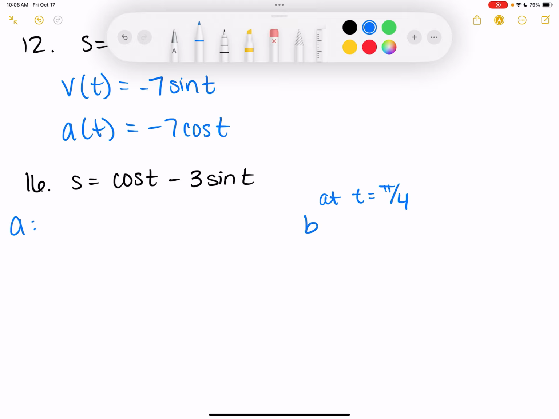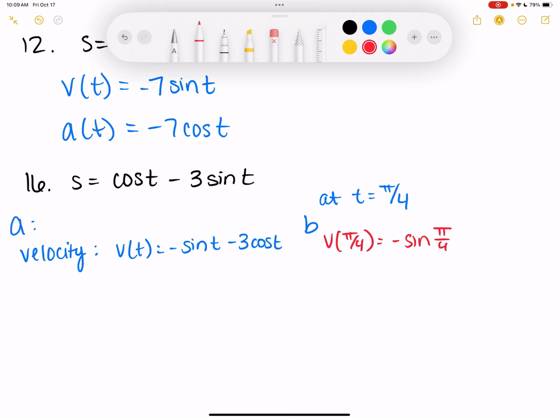So velocity is first. What would the derivative of this function be? Negative sine t minus 3 cosine t. Yep. So then I'll go ahead and evaluate for pi over 4 here so that we can find it. So v of pi over 4 is minus the sine of pi over 4 minus 3 cosine of pi over 4. Do you remember what the sine of pi over 4 is?